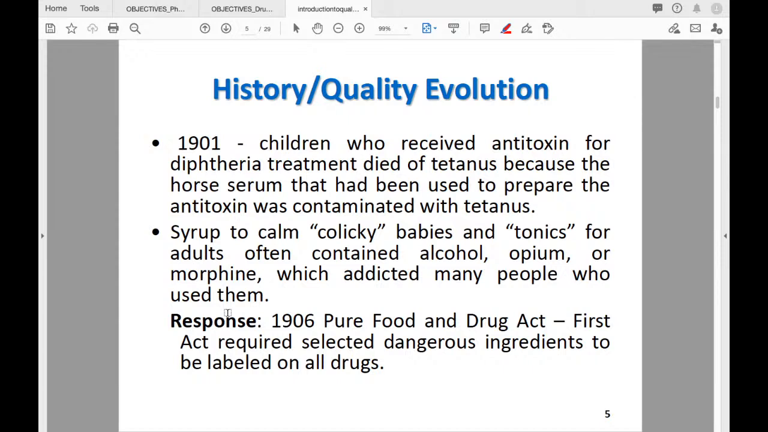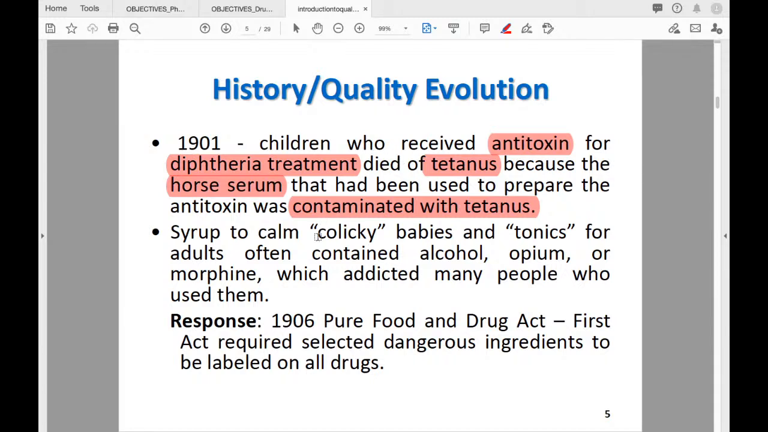So in 1901, the first children who received antitoxin for diphtheria treatment died of tetanus. There was a treatment for diphtheria, and they were given antitoxins for that. But they got tetanus because the horse serum used to prepare the antitoxin was contaminated with tetanus. Nobody was checking quality control at that time, what they were producing, or what the horse serum contained. It was contaminated with tetanus, and this led to the deaths of children.